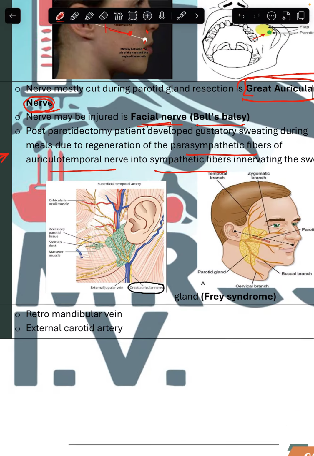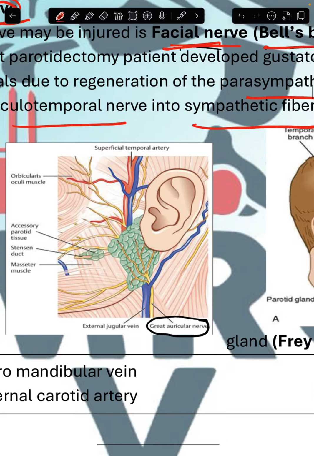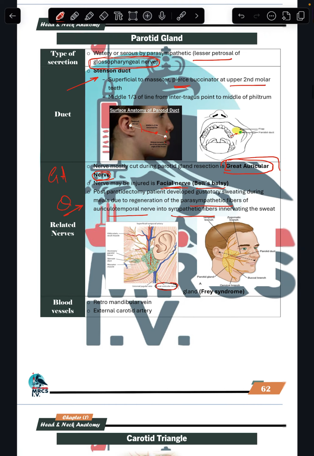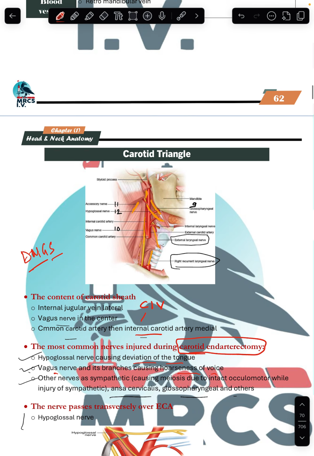Among the blood vessels, retromandibular and external carotid, you can see this greater auricular nerve. See, this is the greater auricular nerve. It is coming above the gland and supplying the superficial skin, the auricular area in front of the ear. So whenever you are doing any surgery in the parotid, these nerves are going to be damaged first, the greater auricular nerve. Then the facial nerve is deeper, and the branches are deeper. So this is about the parotid gland.